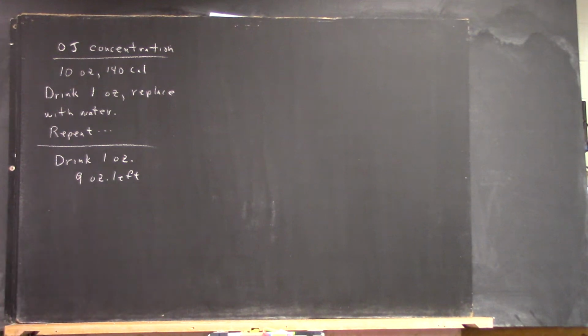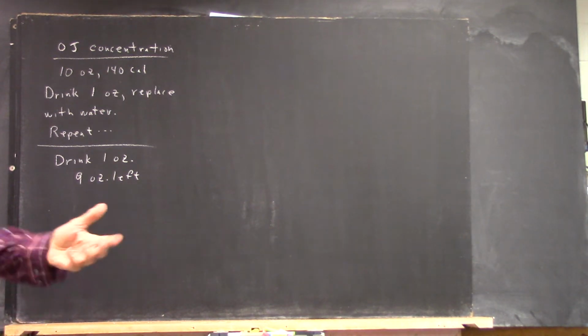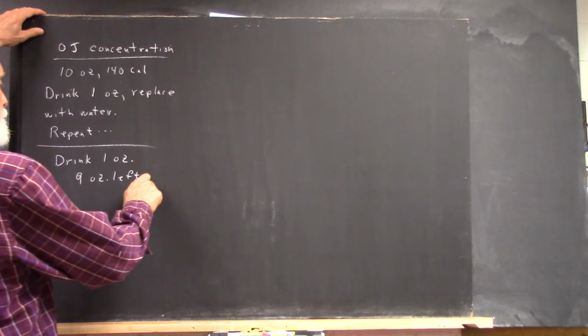We drink 1 ounce, there are 9 ounces left, right? Now there are 14 calories per ounce, right? So that's obvious, I'm not going to belabor that.